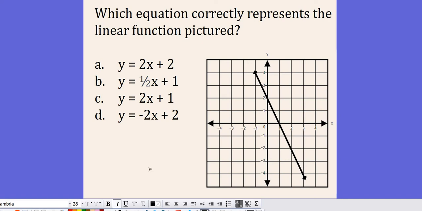Alrighty, here's the second review video for Flashback 17. I'm going to start by reading. It says, which equation correctly represents the linear function pictured?